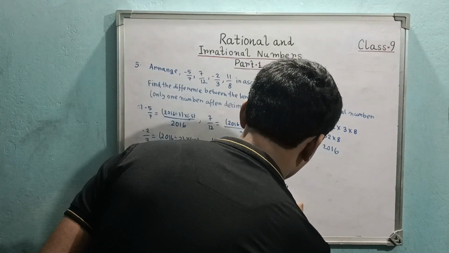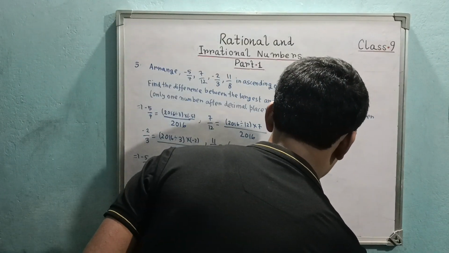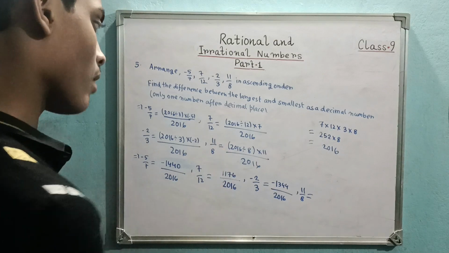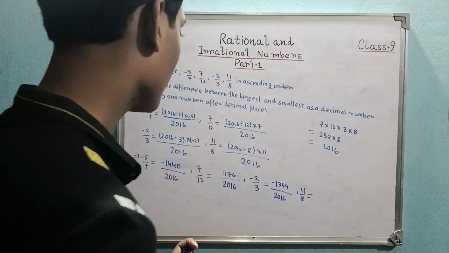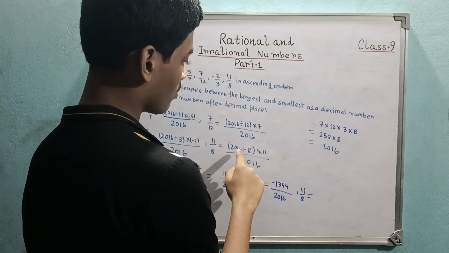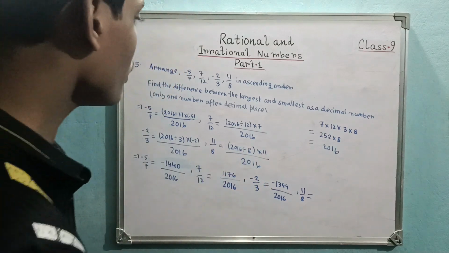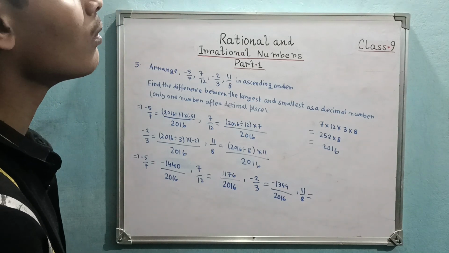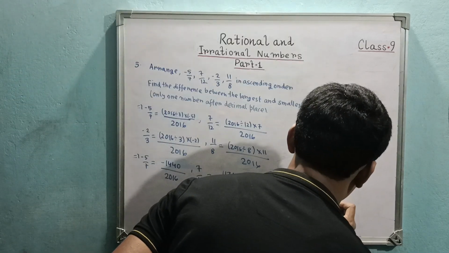by 2016. And 11 by 8. This is what? 2016 by 8. This is 252. I'm just calculating. Okay, you can do this division. I'm doing it myself. So 252 into 11 is equal to 2772 by 2016.